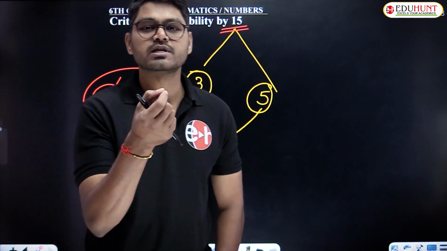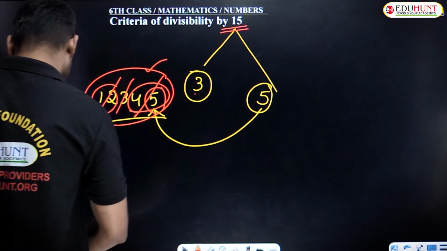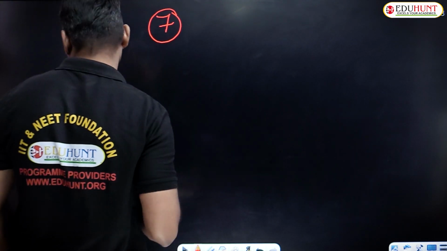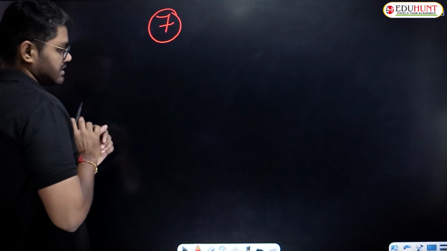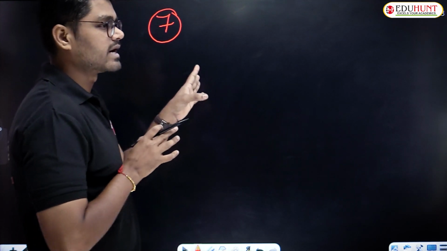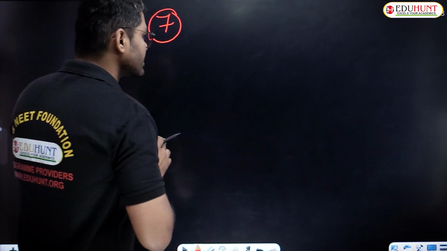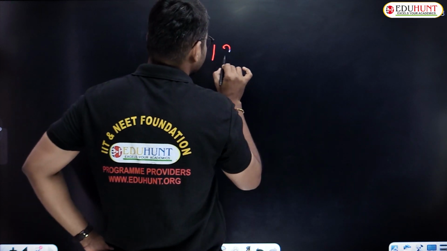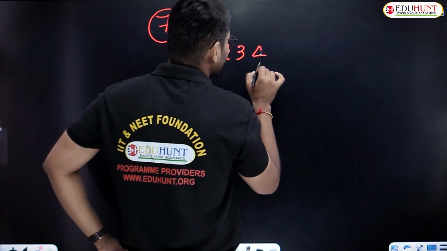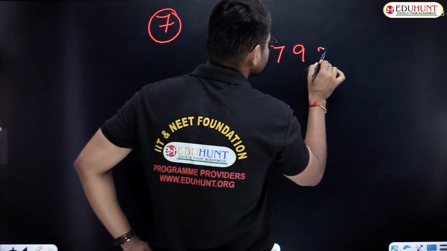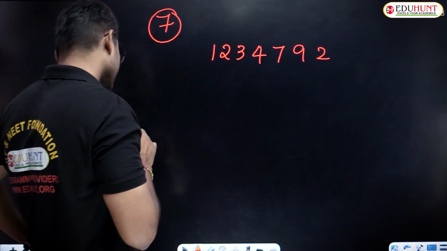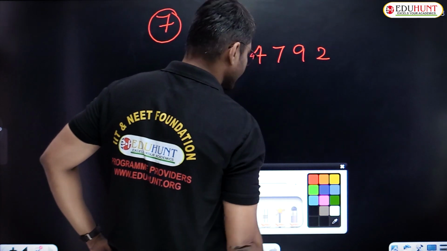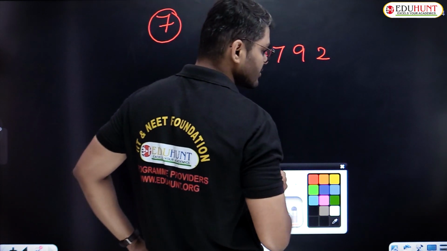Okay, one more divisibility rule is there, that is 7. Let's discuss the 7 divisibility rule. What is the 7 divisibility rule? Let's take an example, and by taking that example, we find what the 7 divisibility rule is. For example, if I give you 1, 2, 3, 4, 7, 9, 2. Just follow the procedure, then you will get the 7 divisibility rule. It's very easy.